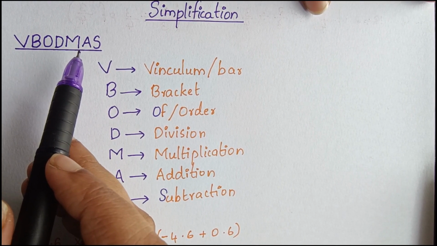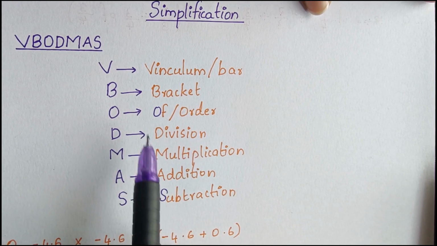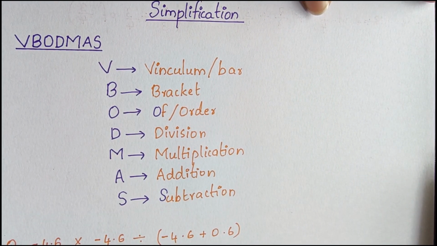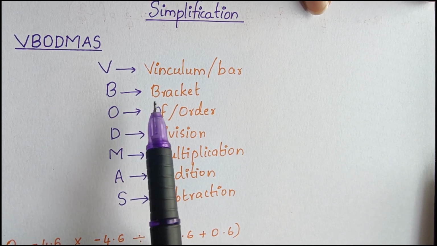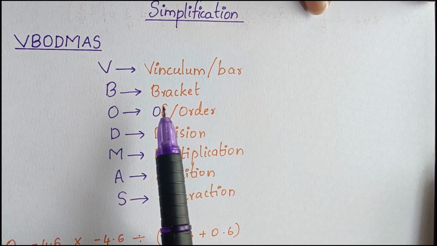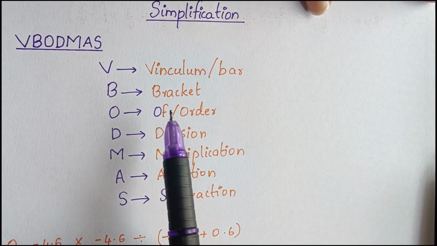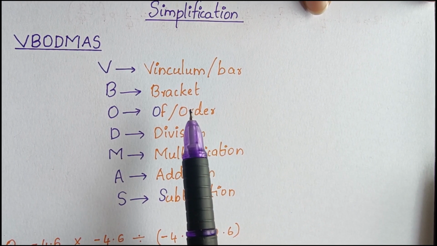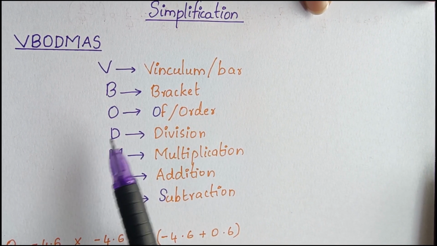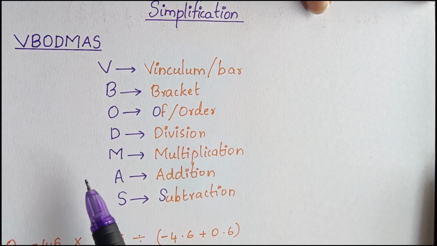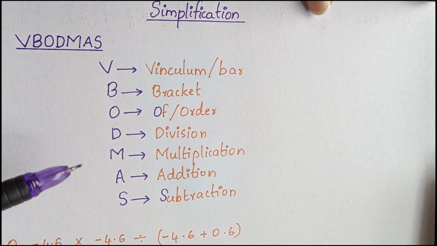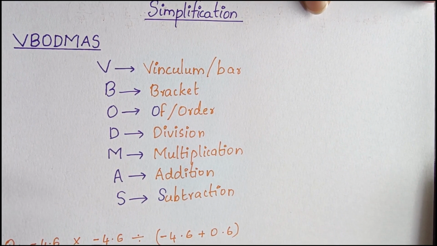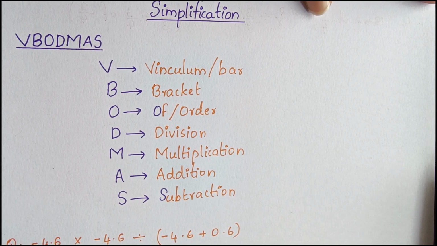That is, V means vinculum or bar, B means bracket, O means of or order. Of means it's multiplication itself, and order means the power, that is square root and all. Then D means division, M means multiplication, A means addition, and S means subtraction. So this is the order in which we should simplify a question. Let's look into an example.